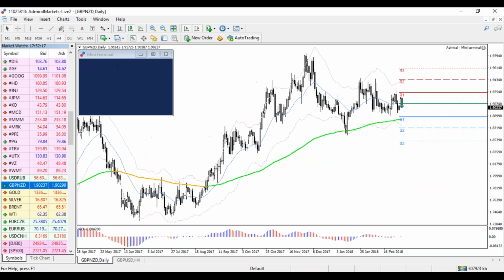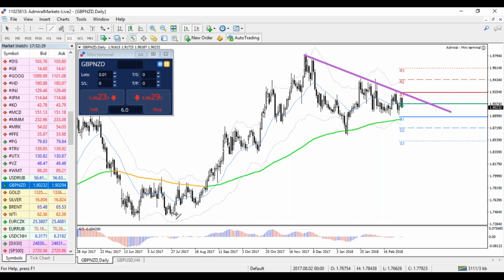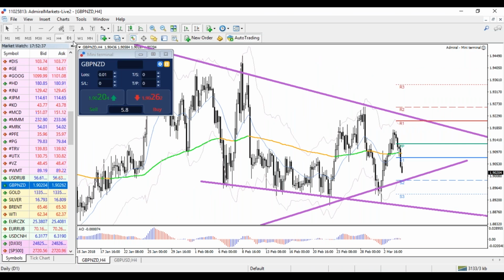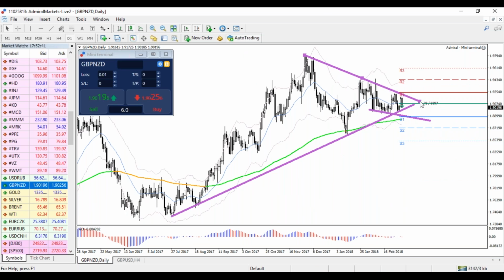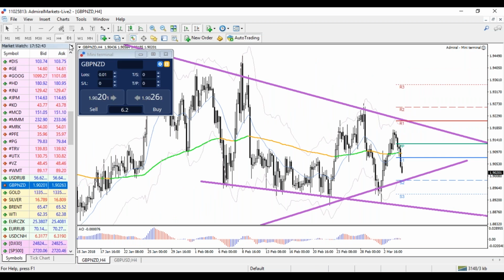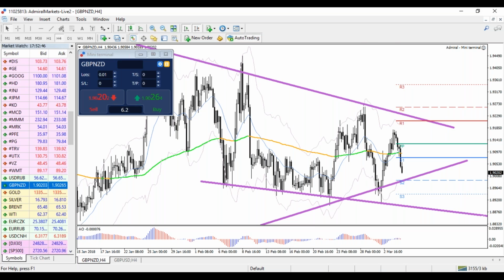New Zealand is a little bit in a nasty correction at this moment. Yeah, it's resistance trend line, support trend line here, support trend line here. Right? A lot of levels to think about here. Yeah, that's difficult stuff with this pair, to be honest.